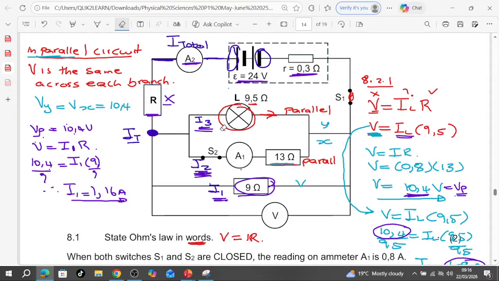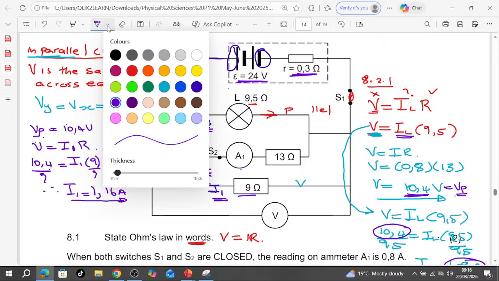What's going on? They say switch S1, S2 is the one that is opened. I'm trying to clear the space here so we can do the magic, because that's what we do. That's what we do best, magic.